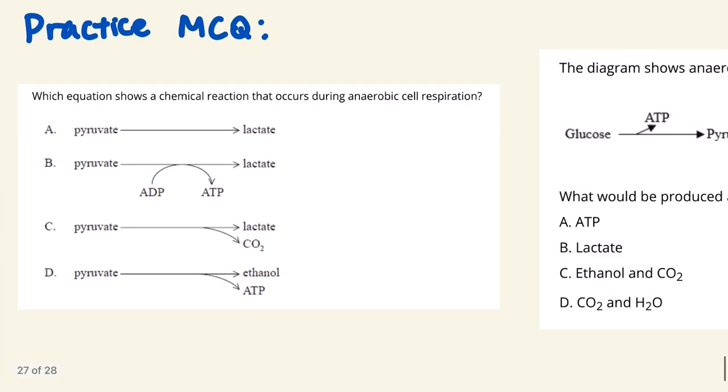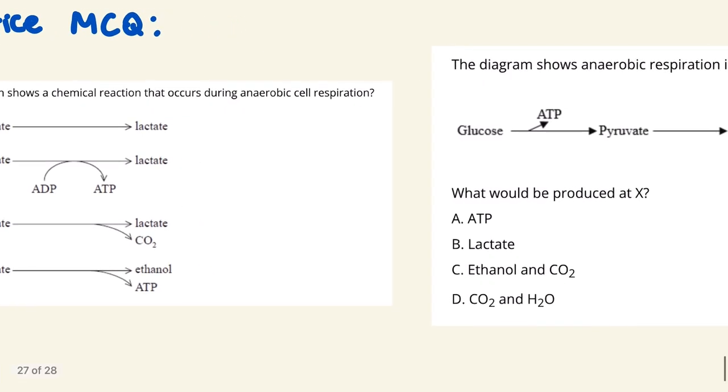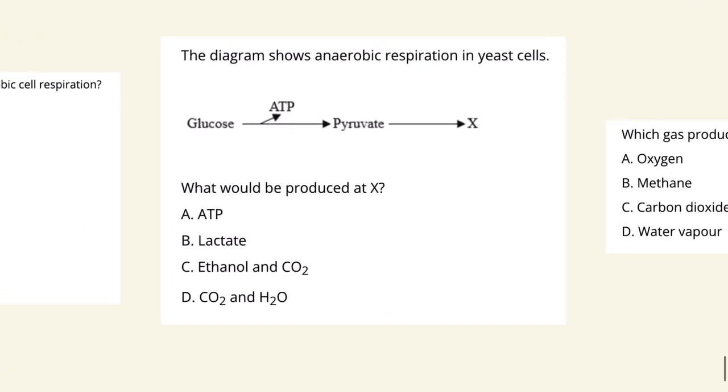Okay, so the answer to the question is A. Pyruvate forms lactate in humans. So for example, question C, pyruvate forms lactate and carbon dioxide isn't right because in humans only lactate is produced and in yeast carbon dioxide is produced and ethanol, which is missing. And in D, ethanol is produced but not carbon dioxide and has ATP here, for example. Now for the next question, you can pause if you need more time.